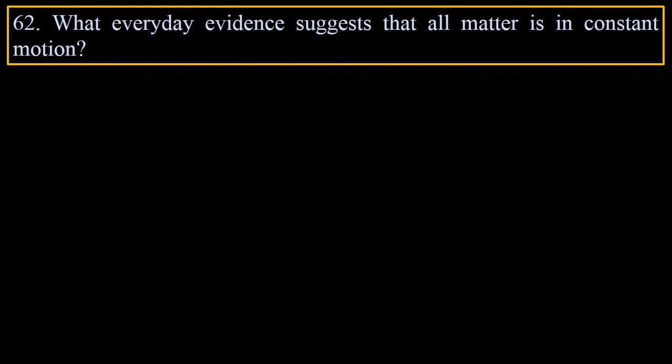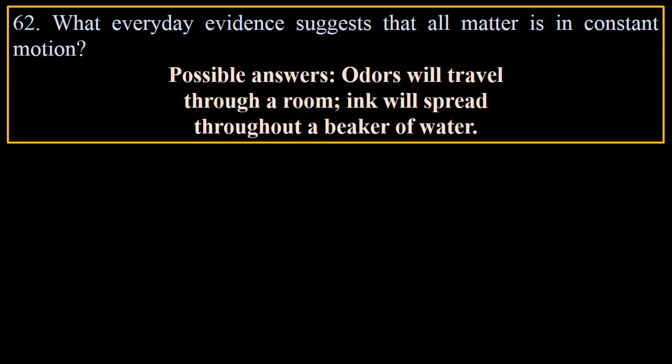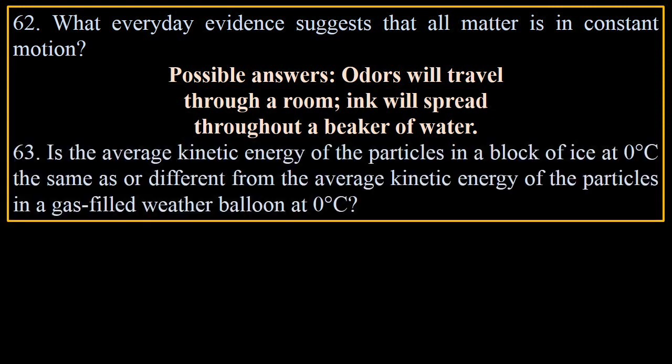What everyday evidence suggests that all matter is in constant motion? Possible answer: odors will travel through a room. Ink will spread throughout a beaker of water. Molecules move very, very fast. Extremely fast. So you open up a bottle of perfume in the back of the room, you're going to smell it very quickly in the front of the room.